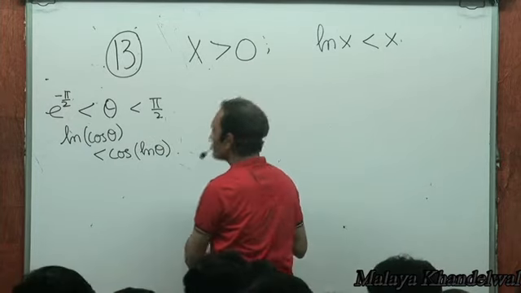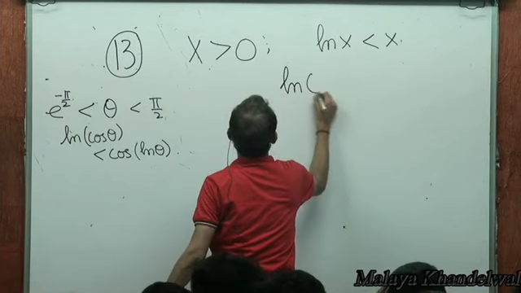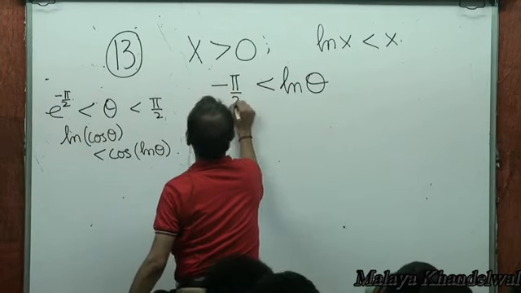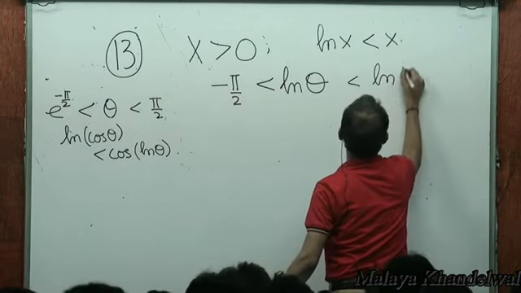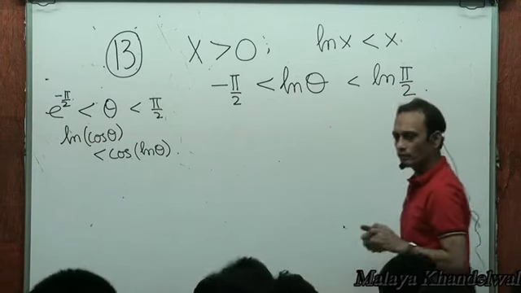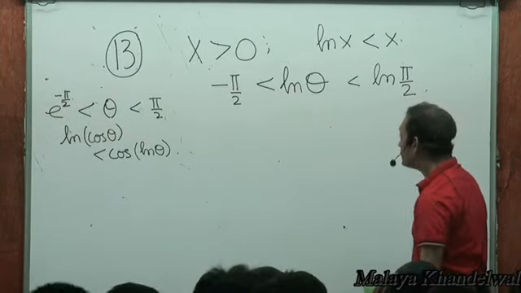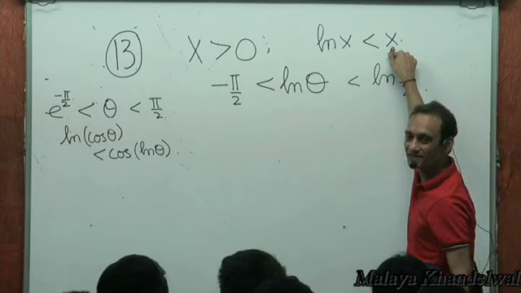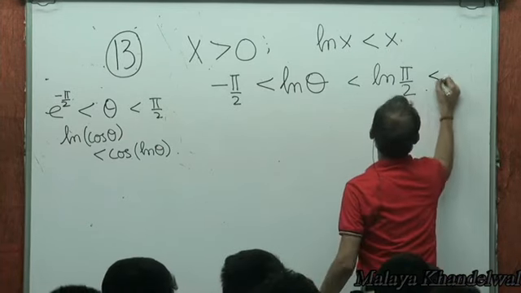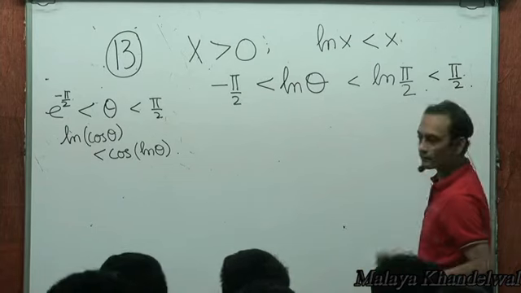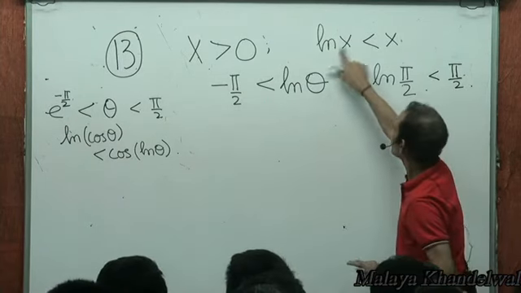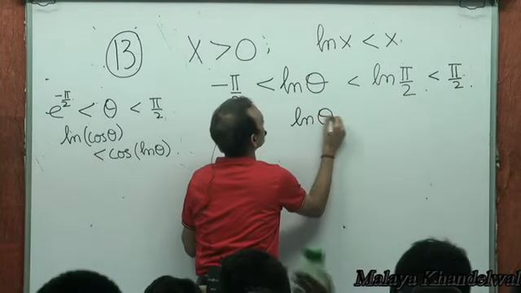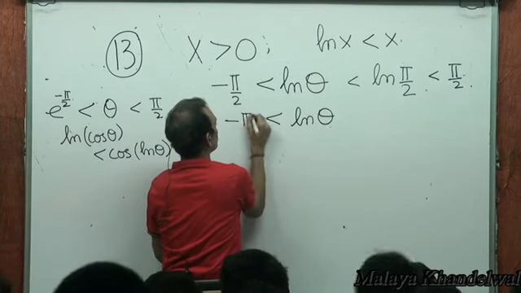So let me take log of the whole thing. Do you realize that log theta would be greater than minus pi by 2 and will be less than log pi by 2, yes or no? Clear? But log pi by 2 will be less than pi by 2, yes or no? Given this inequality, log pi by 2 will be less than pi by 2. So log theta would be a number lying in the interval minus pi by 2 to plus pi by 2.